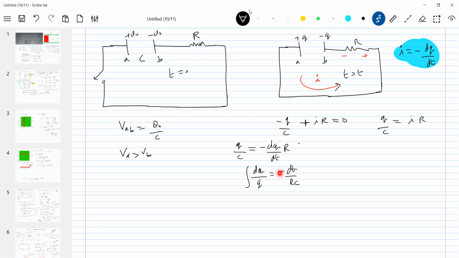So the initial charge in the capacitor is Q naught, and the charge at any time, let it be Q. So this should become Q is equal to the log of minus t by RC, where lambda, again, we'll write as RC. So this will become Q naught e to the power minus t by lambda.